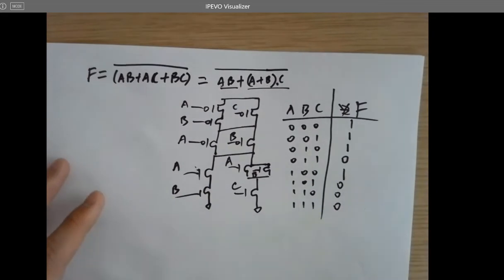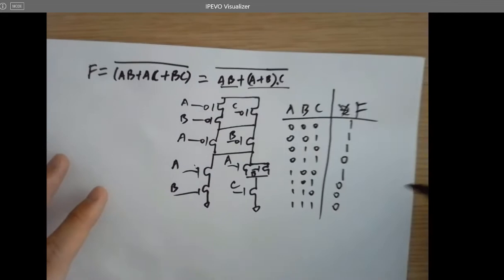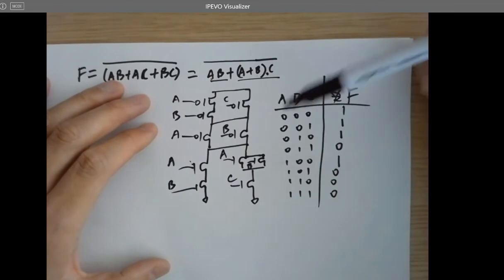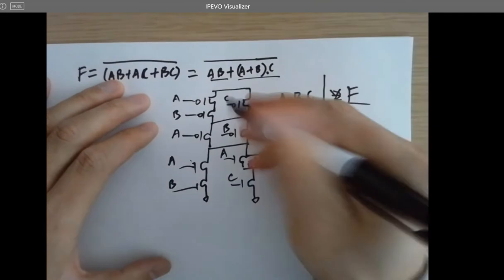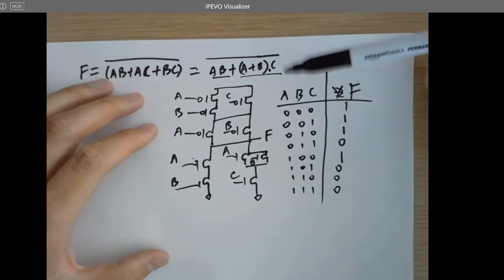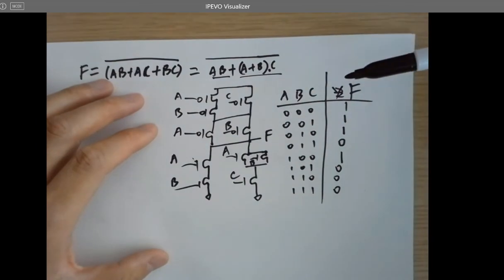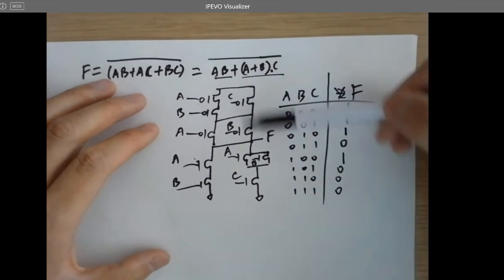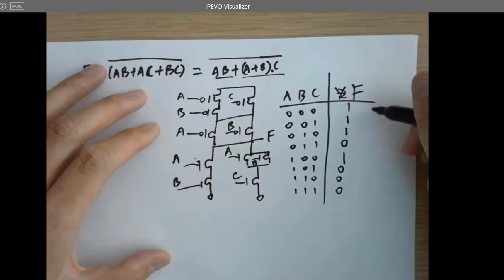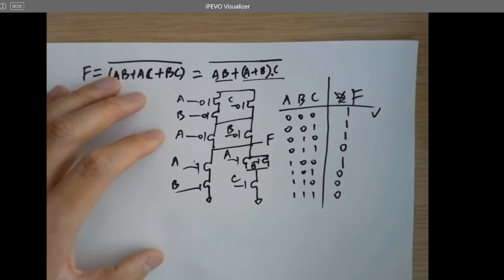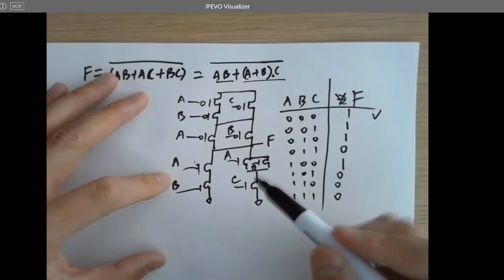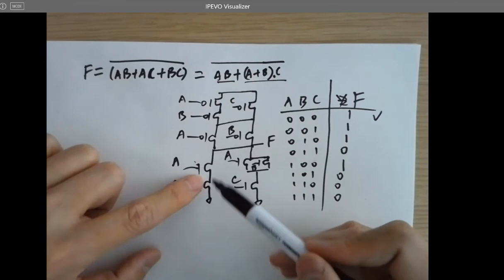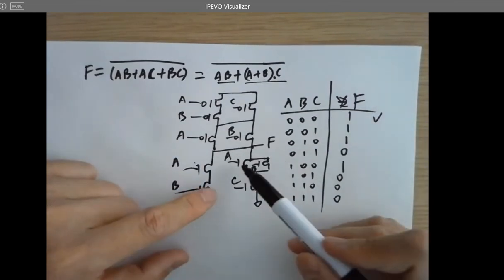Let's verify some of them. If I verify everything, we're done today. So I don't want to take too much time on this. If we have 0, 0, 0, let's see if this is 1. So that's F. All zeros for ABC. Definitely, since all zeros, all the PMOSes are on. You can definitely find a way to pull it up to the VDD. Verified. 0, 0, 1. Let's see if we can pull it down to the ground. 0, 0, they are off. This branch is off. So no way.